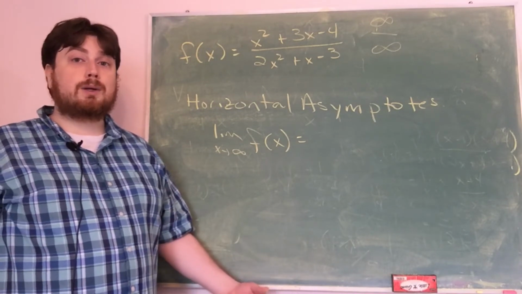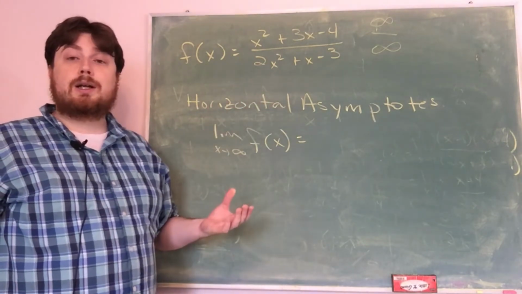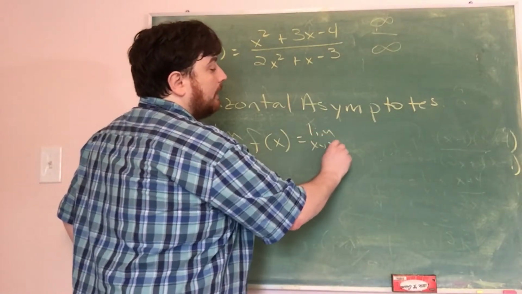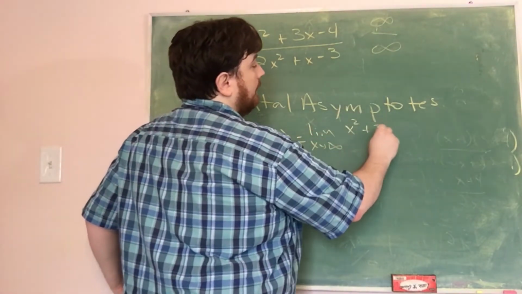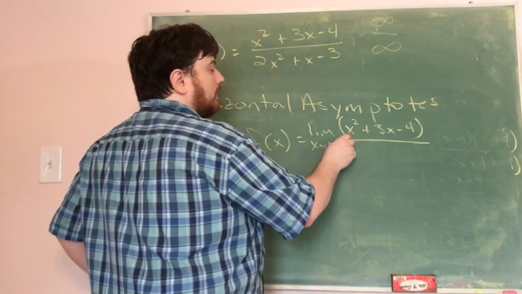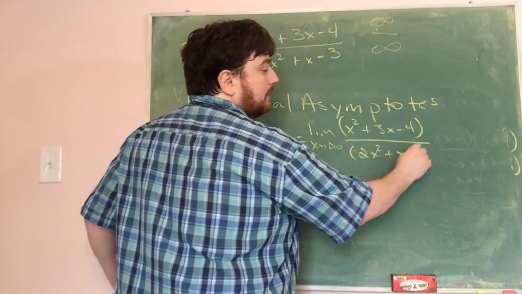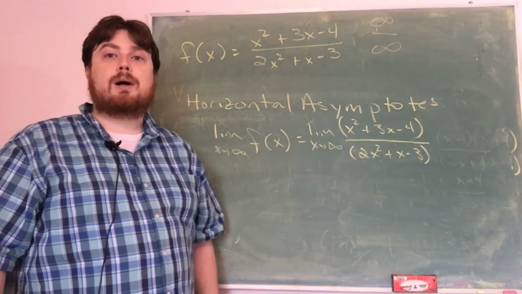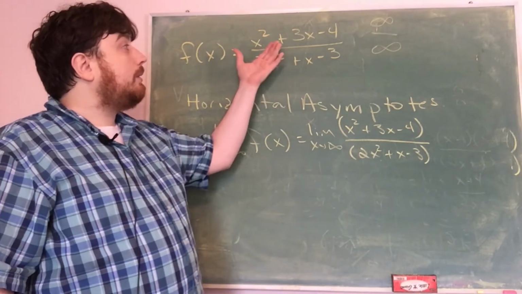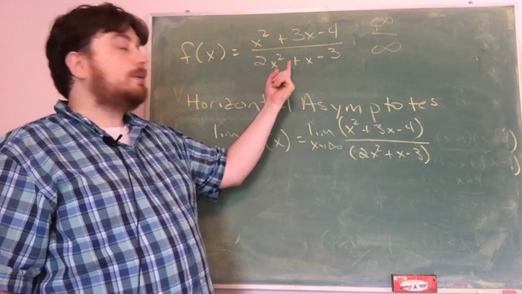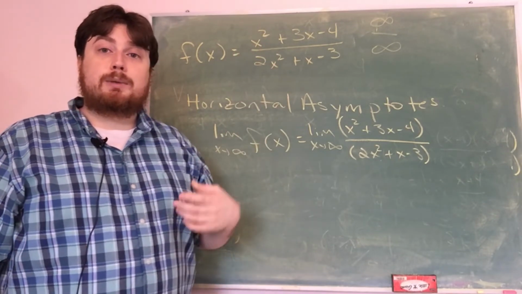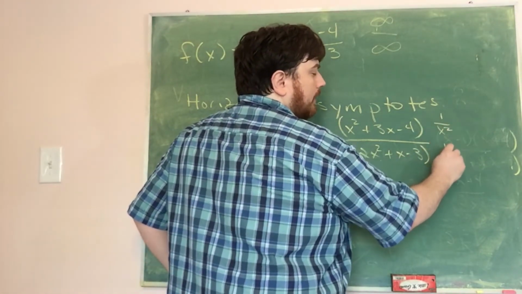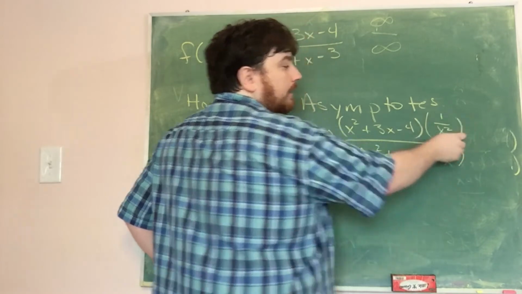In order to do more work, we have to find some way to simplify this so that we can actually take the limit. And so what I'm going to do is take my function, x squared plus 3x minus 4 over 2x squared plus x minus 3. And now I'm going to look for the highest power of x on top or bottom. So I want the highest power between both of them. We notice we have an x squared up top, we have an x squared on bottom. Because x squared is the highest power of x, I'm going to multiply by 1 over x squared on top and bottom.